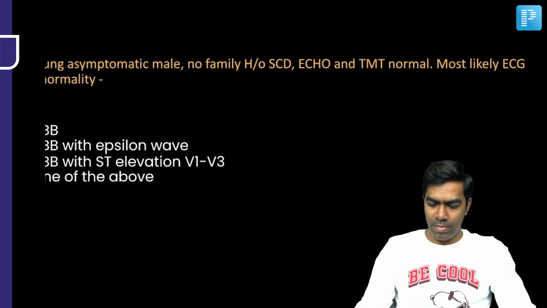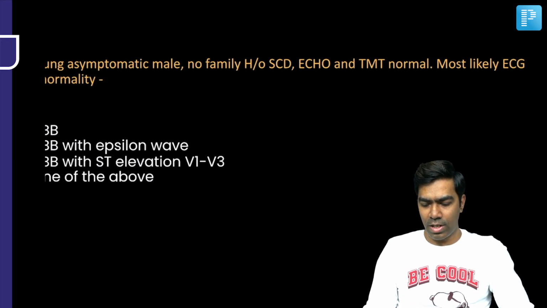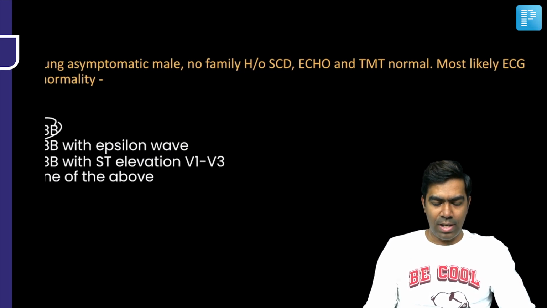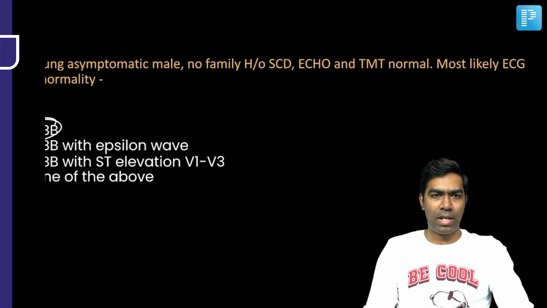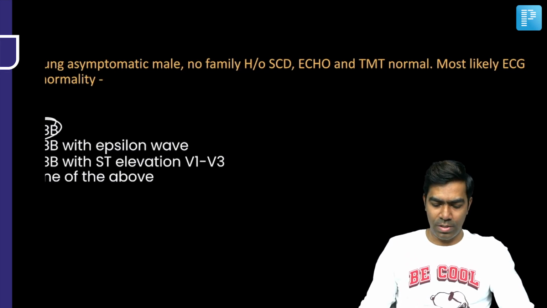And coming to question 14, you have a young asymptomatic male, no family history of sudden cardiac death, echo and TMT are normal. What is the most likely ECG abnormality? So very likely it has to be a right bundle branch block, because the incidence of RBBB in a young, healthy, asymptomatic male is approximately 0.5 to 1%.